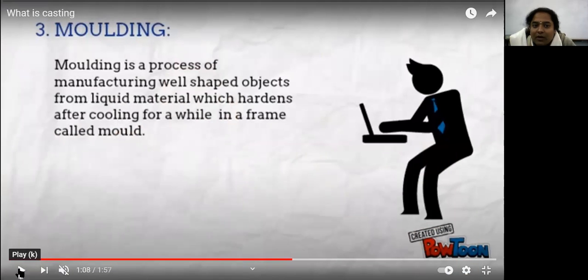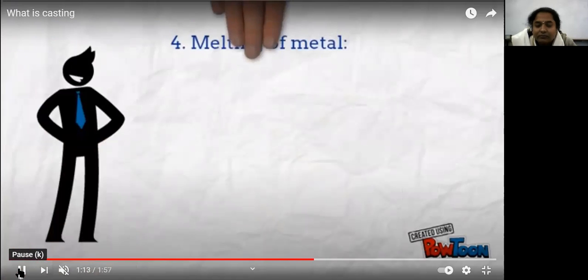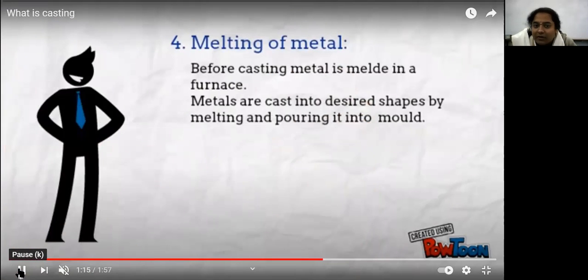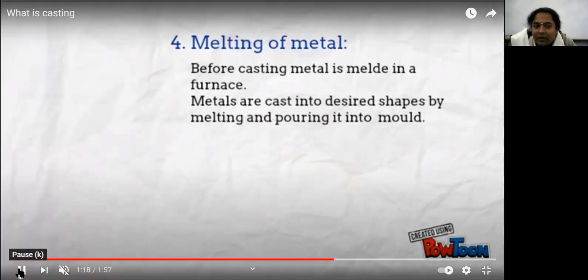Molding. Molding is a process of manufacturing well-shaped objects from liquid material which hardens after cooling for a while in a frame called a mold. Melting of metal. Before casting, metal is melted in a furnace. Metals are cast into the desired shape by melting and pouring them into a mold.